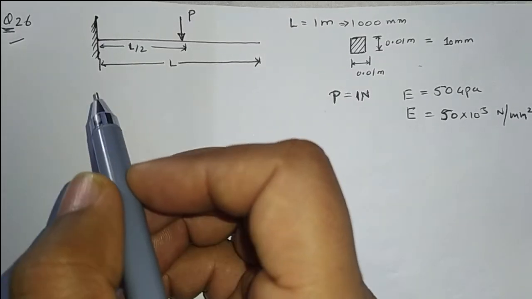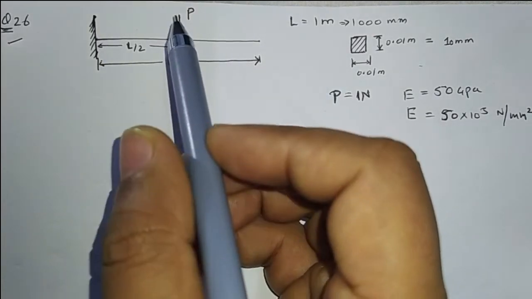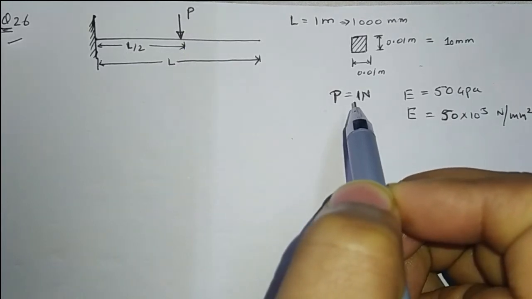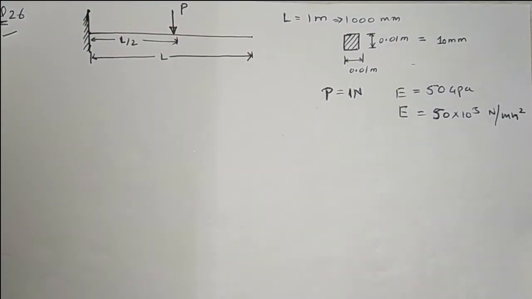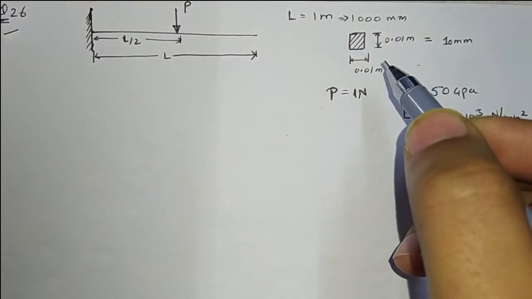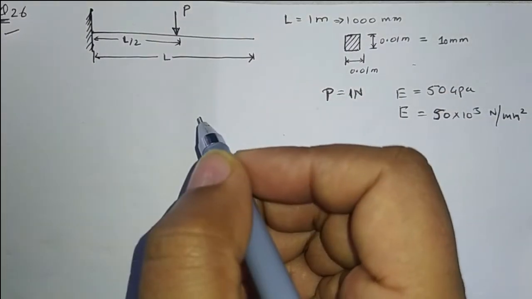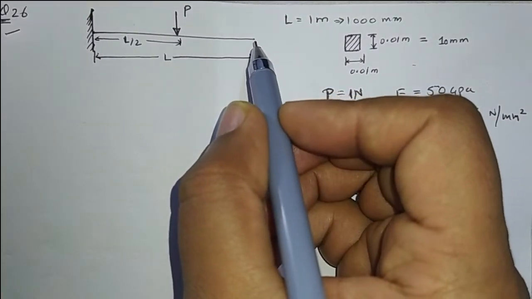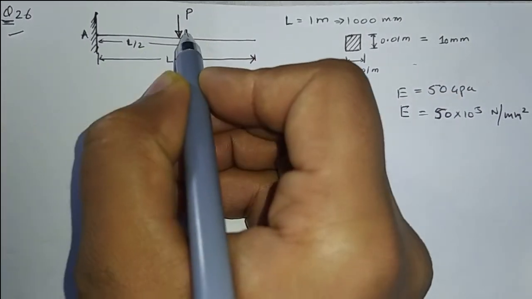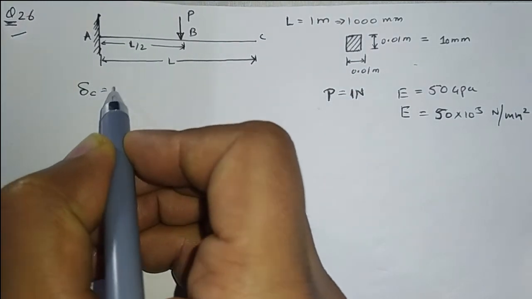Question number 26. A cantilever beam of length 1 meter is given, and a transverse load of 1 Newton is applied at mid-span, and the cross section of the beam is a square with 10 mm side. We have to find the deflection at the free end. So let's say A, B and C. We have to find the deflection at C.